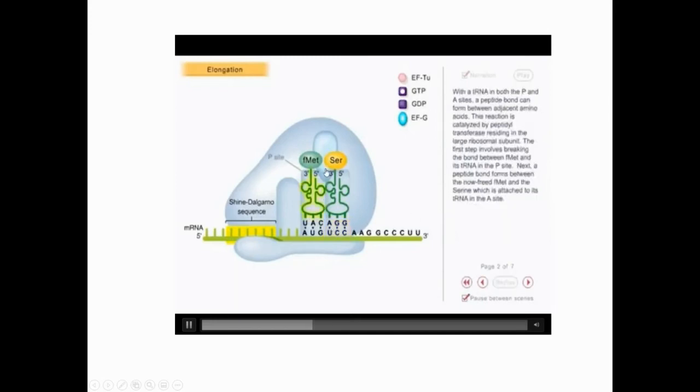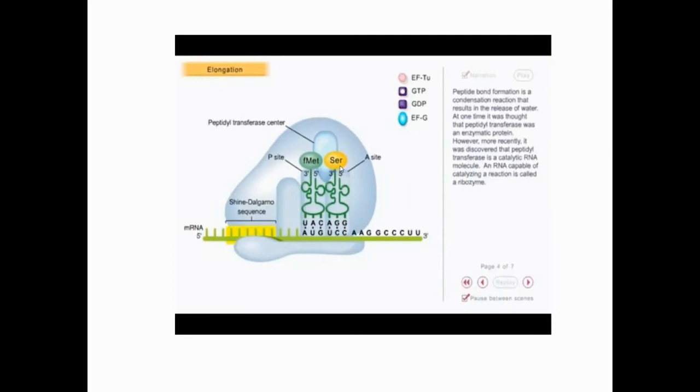With a tRNA in both the P and A sites, a peptide bond can form between adjacent amino acids. This reaction is catalyzed by peptidyl transferase residing in the large ribosomal subunit. The first step involves breaking the bond between fMet and its tRNA in the P site. Next, a peptide bond forms between the now freed fMet and the serine, which is attached to its tRNA in the A site. Peptide bond formation is a condensation reaction that results in the release of water.